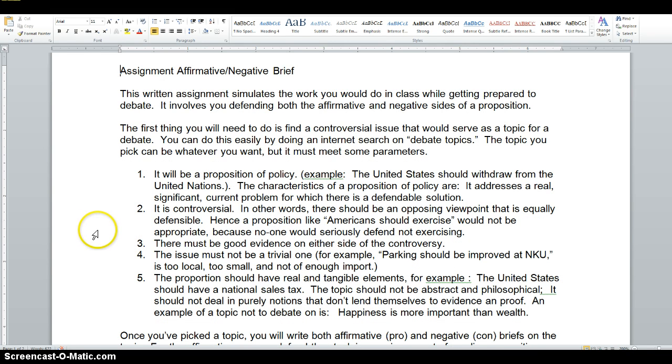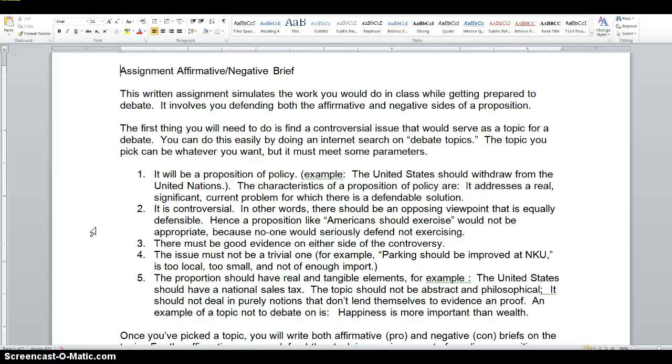I actually give some examples here in the assignment. The United States should withdraw from the United Nations. Again, that's a very specific suggestion of something that should happen. It refers to the present system, things that are going on now, currently. The characteristics of a proposition of policy are that it addresses a real, significant, current problem for which there is a defendable solution.